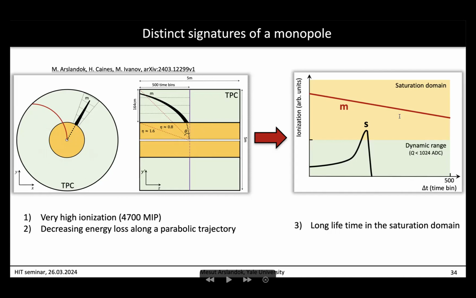So that's the logic. I have a question here. Then it also loses some energy when it goes through the silicon part. Exactly. Can they survive? This is the main uncertainty. In the other searches, like in ATLAS and in MoEDAL and so on, this is the main uncertainty because the coupling with the material is not known.